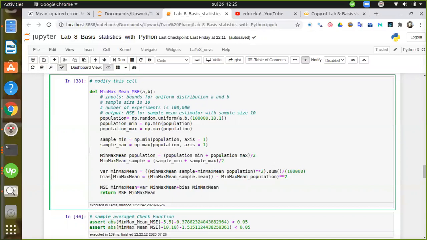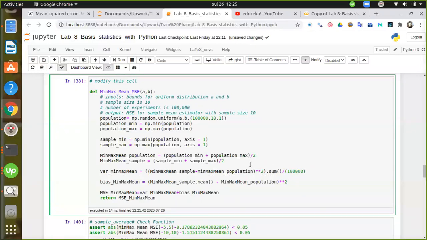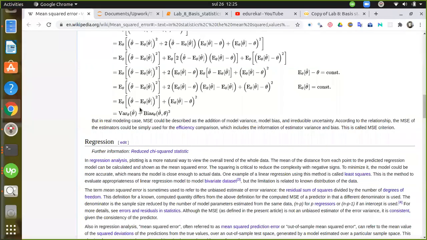Okay. Now for the bias, I'm taking all the values in the sample. I make the mean because they say that the expectation of a series is the sum of all the values, each value multiplied by the probability.